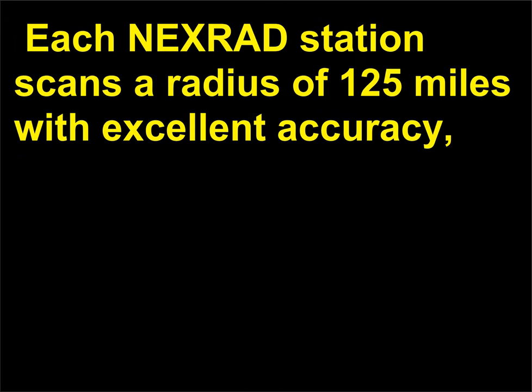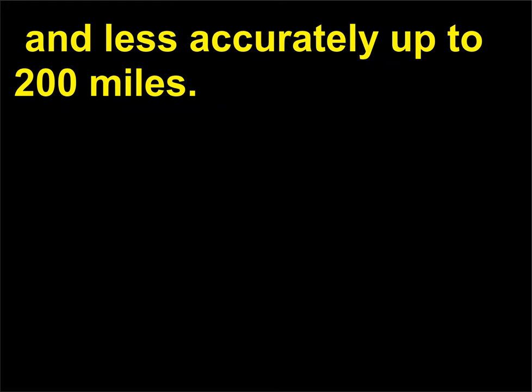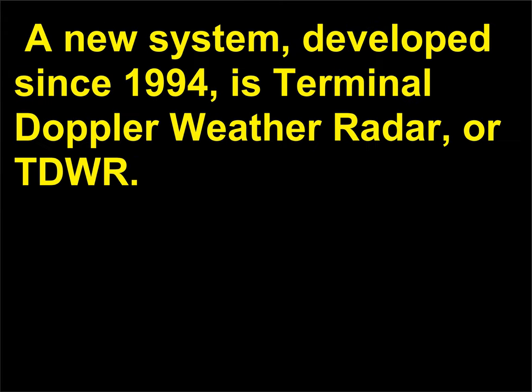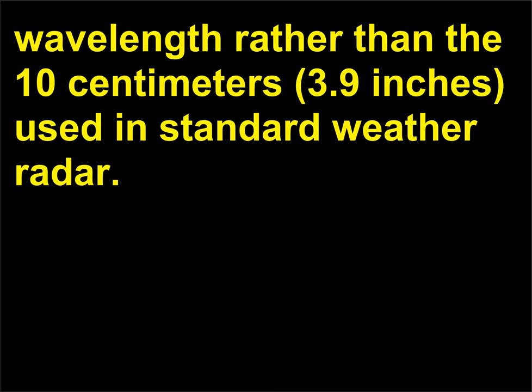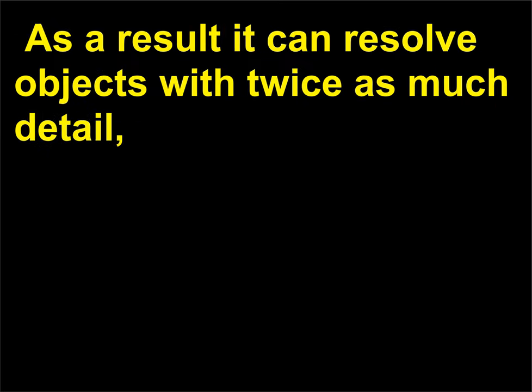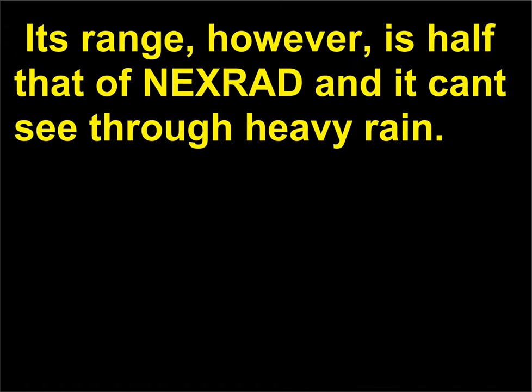Each X-ray station scans a radius of 125 miles with excellent accuracy, and less accurately up to 200 miles. A new system, developed since 1994, is Terminal Doppler Weather Radar, or TDWR. This system, installed at 45 airports, uses radar waves with 5 cm wavelength rather than the 10 cm, 3.9 inches, used in standard weather radar. As a result, it can resolve objects with twice as much detail, permitting it to detect wind shear and microbursts. Its range, however, is half that of X-ray, and it can't see through heavy rain.